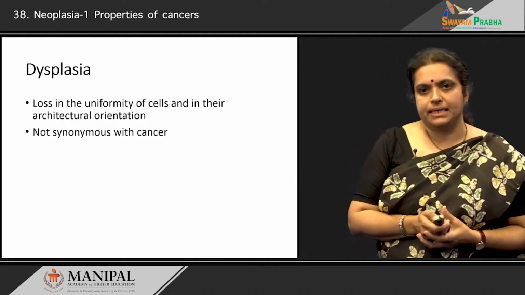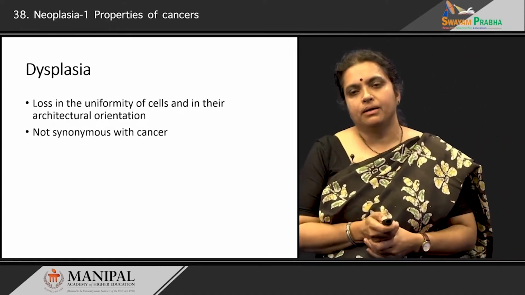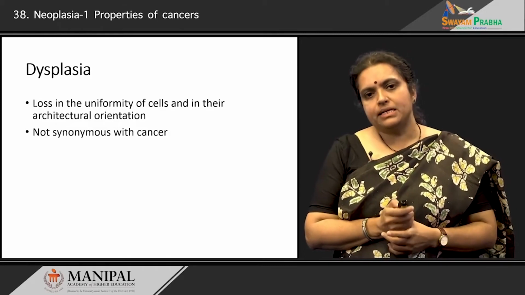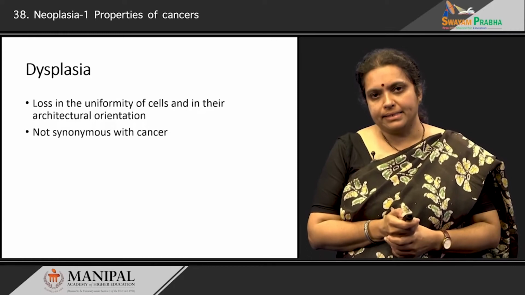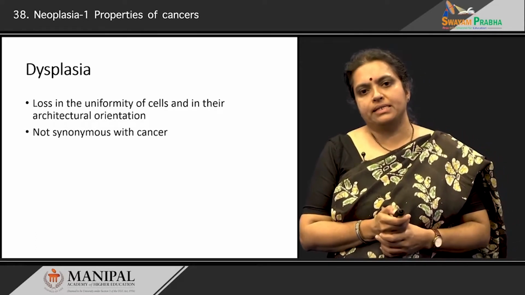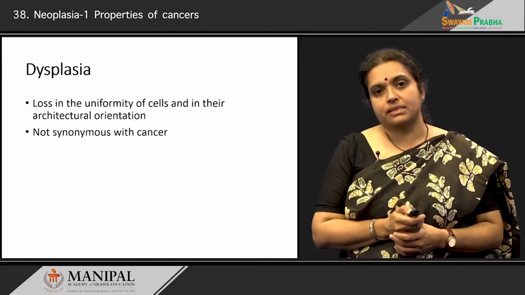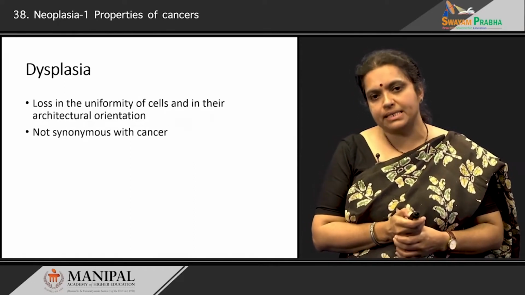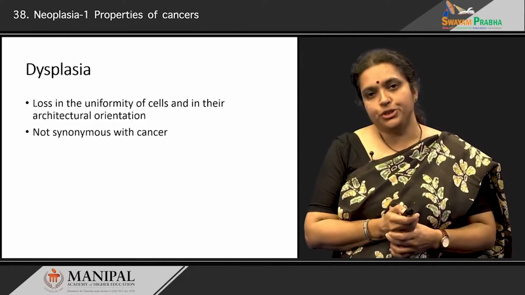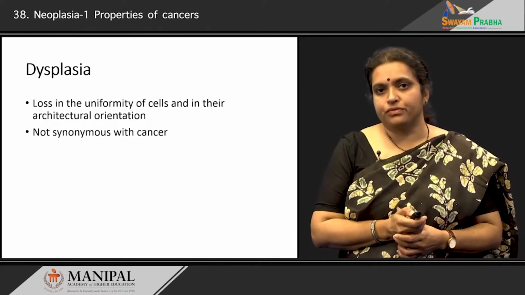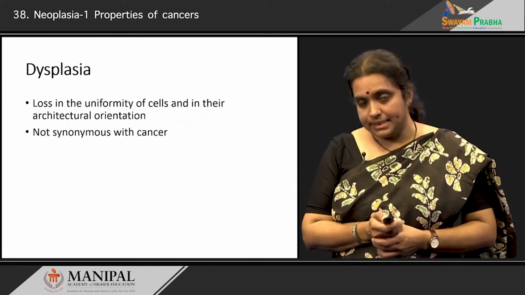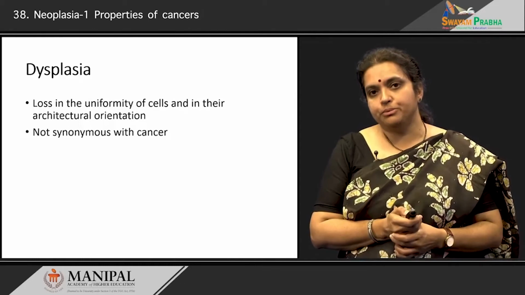Now, when we talk of anaplasia, there is another term that we normally use in the study of cancers, and that word is dysplasia. Now, what is dysplasia? Dysplasia is commonly used in a neoplasm to denote the loss in the uniformity of cells and in their architectural orientation. We must remember that dysplasia is not synonymous with cancer. Even a pre-invasive stage of a tumor such as a carcinoma in situ of the skin or the cervix can show dysplasia. So, dysplasia does not mean cancer. Only when there is invasion does a tumor become cancer.